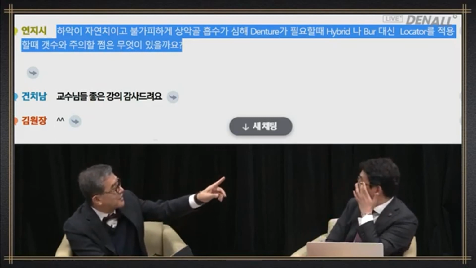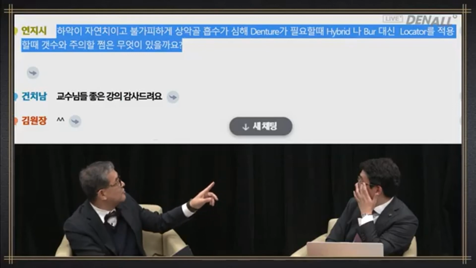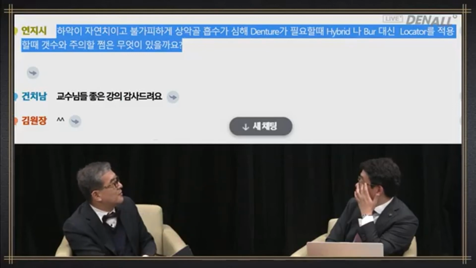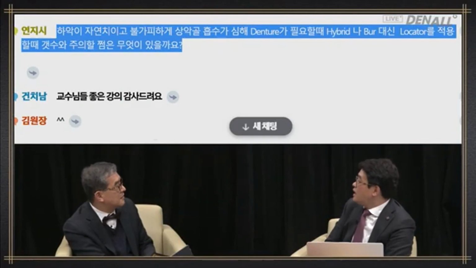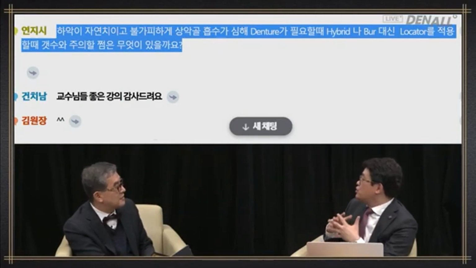What are the precautions in using locator instead of hybrid or bar? At least you need to place 4 implants. If possible, labial version of the implant path should be avoided. You need to be careful when you place it.